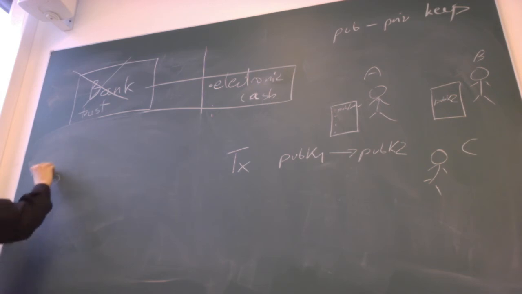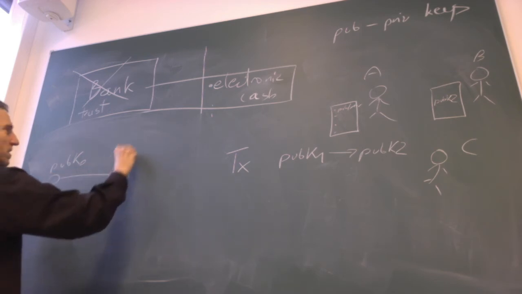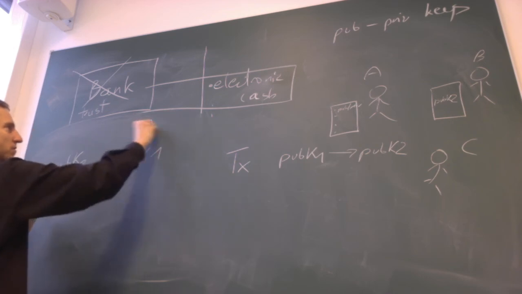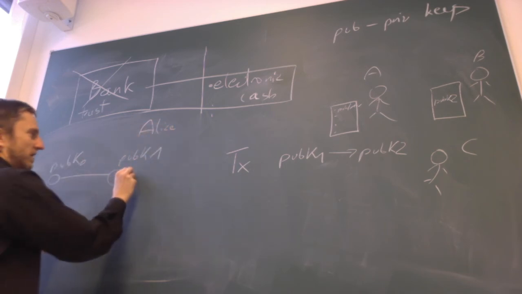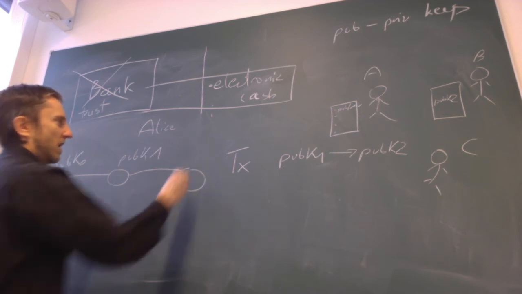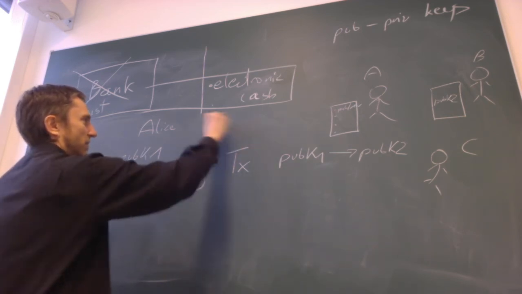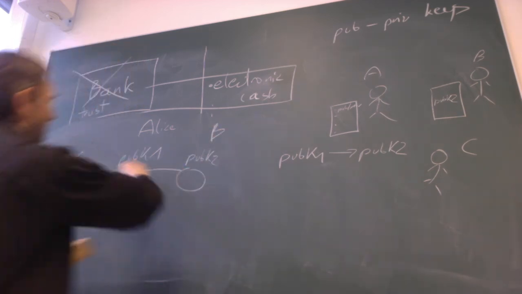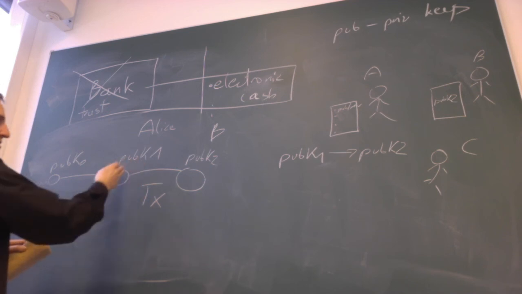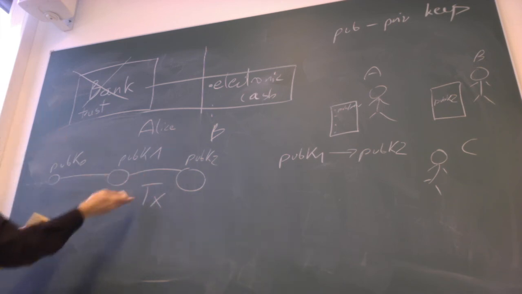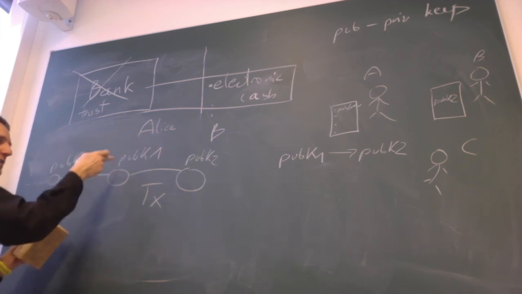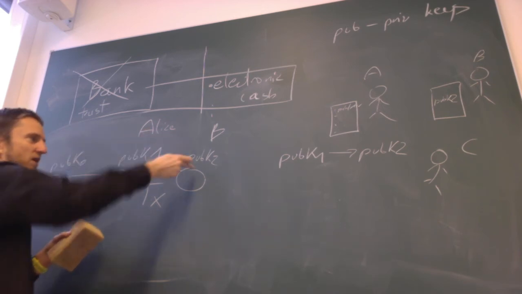So we have a particular public key zero, which had the original funds, which came from somewhere. This has transferred the money to public key one, which happens to be owned by Alice. So Alice has the private key to this public key. So then she can transfer that money, and she transferred it to public key two, which happened to be Bob's, right? And this transfer is called a transaction, and a transaction has a public key of the source, a public key of the destination, and Alice needs to prove that she has the private key to this public key such that she can make this transfer, right?